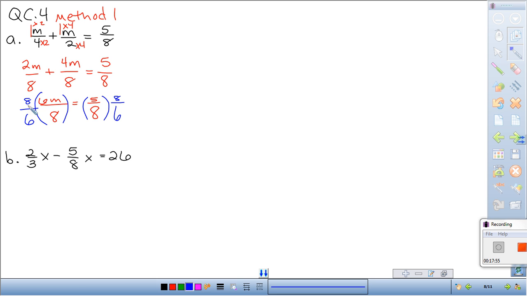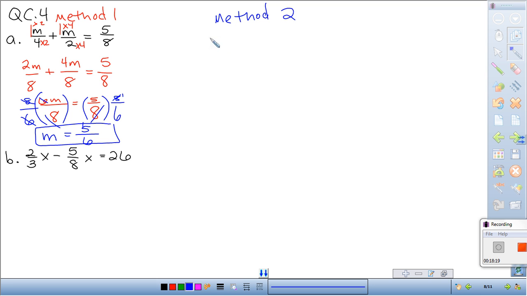And then we can cross cancel. The 8's cross cancel and the 6's cross cancel. I'm left with m equal. Here the 8's cross cancel and they both become 1. 8 divided by 8 is 1. 8 divided by 8 is 1. So I'm left with 5 times 1 and 1 times 6. 5 times 1 is 5. 1 times 6 is 6. So m is 5/6. Let's try it with method 2.